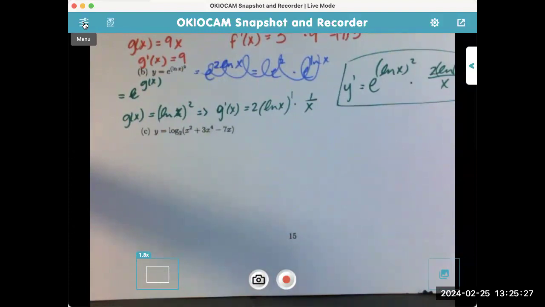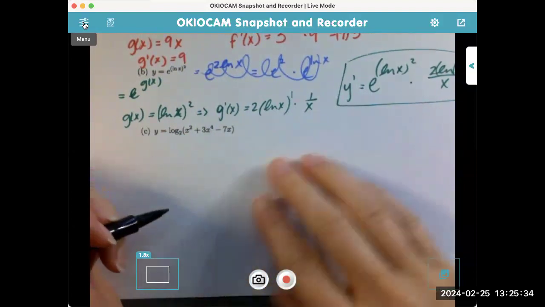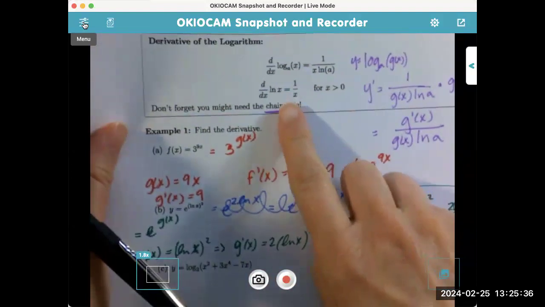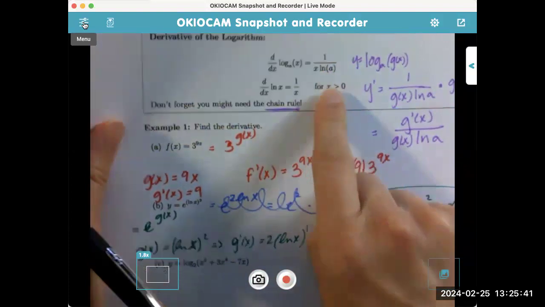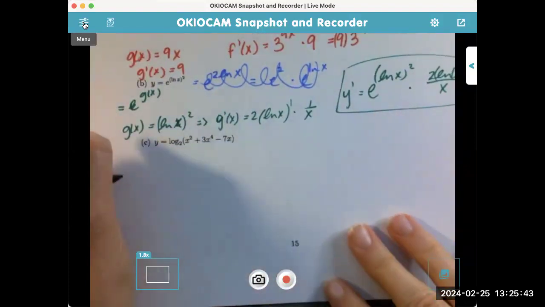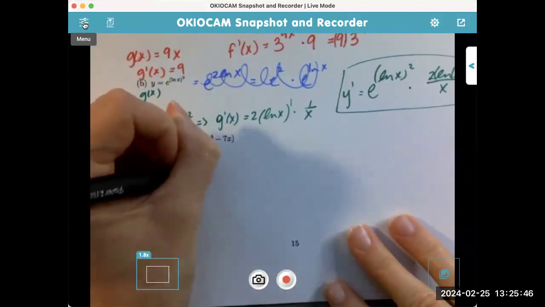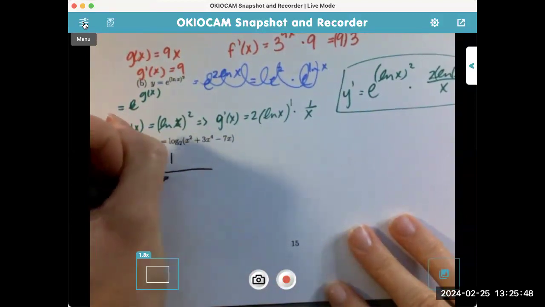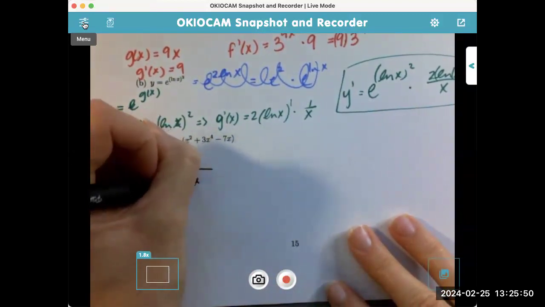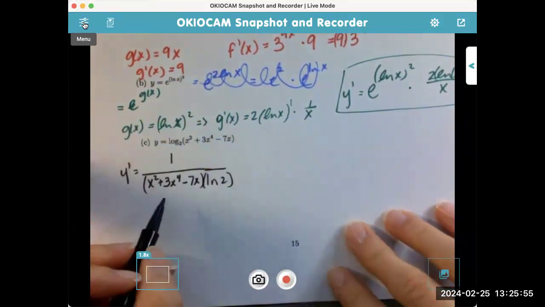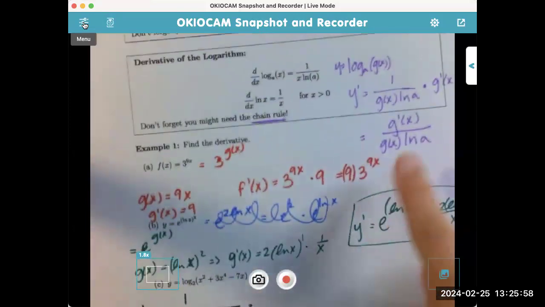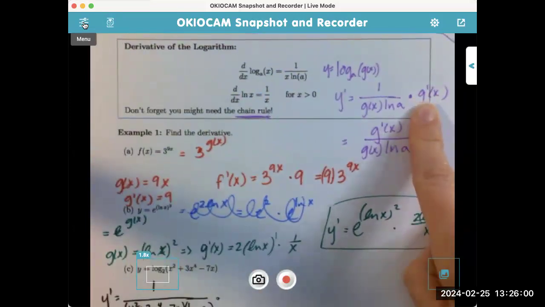Okay, so we have y equals log base 2 of x squared plus 3x to the fourth minus 7. So you just go by the derivative log rule right here. All right, so it's 1 over the argument times the natural log of the base. So y prime is 1 over the argument, x squared plus 3x to the fourth minus 7x, times the natural log of the base, which is 2. Now times, like our chain rule says, the derivative of the argument.